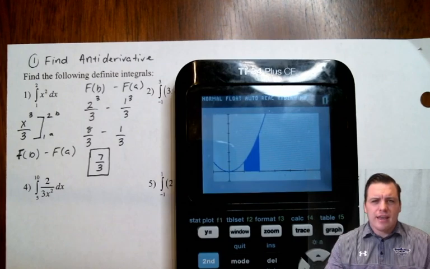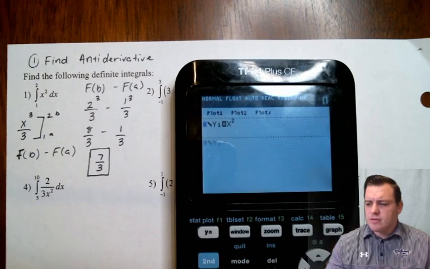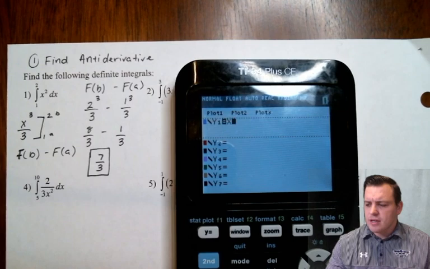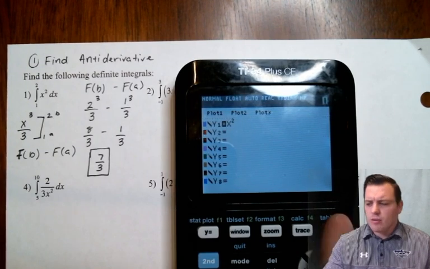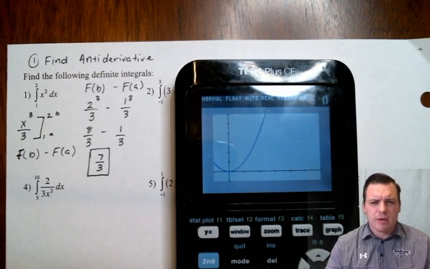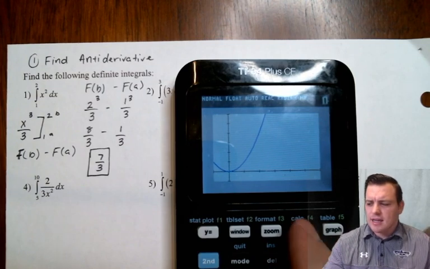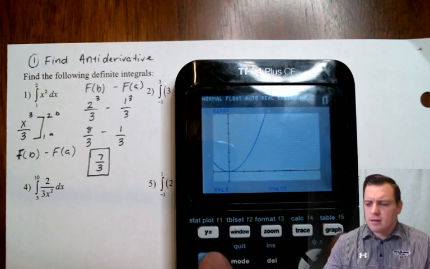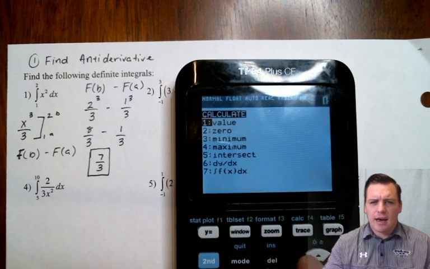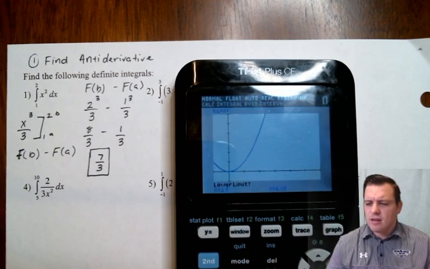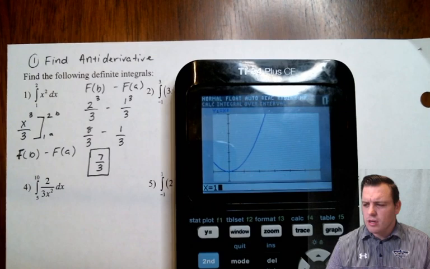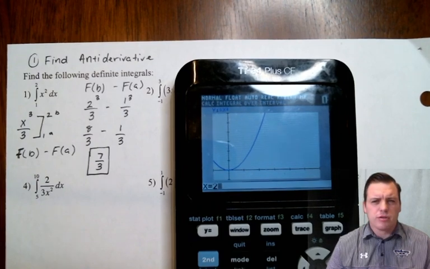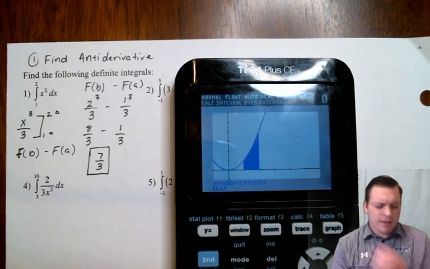If I was to do that again, if I was to clear that out and just do it again, x squared, just to make sure you're all with me, and I was to go to the graph, I changed my window, I just hit second calc, guys. Second calc, I hit 7, I name my lower limit, which is 1, enter, I name my upper limit, which is 2, enter, and then I have that.